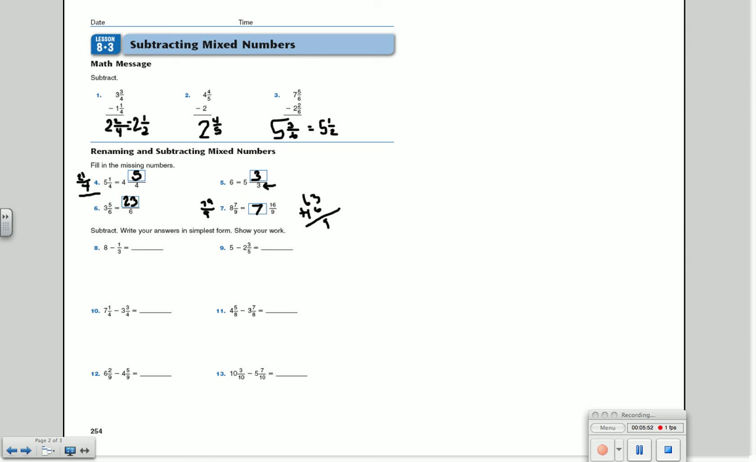3 plus 6 is 9. 6 plus 1 is 7. So 79/9. So I've got it right.